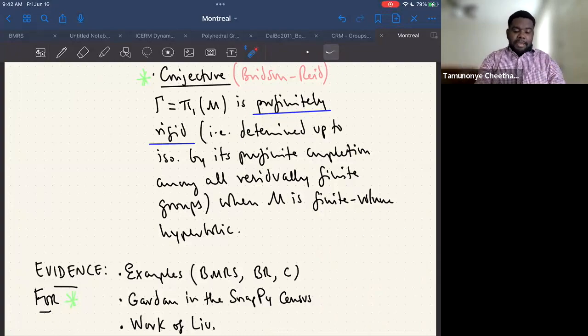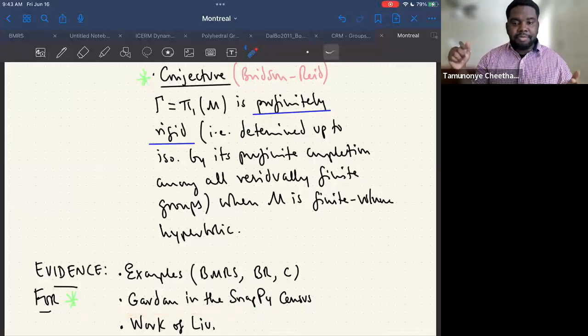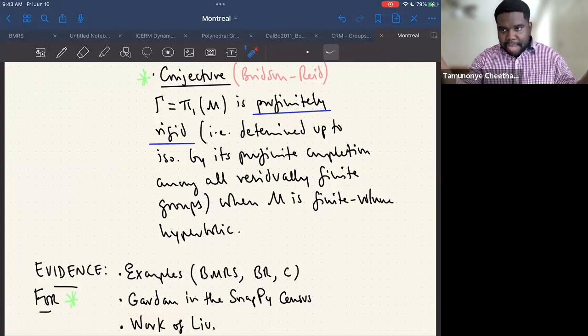All right. The second evidence I want for this conjecture, at least you can think of a subcase where I replace among all residually finite groups with all three manifold groups. The strong evidence for this conjecture is Giles Gardam went into the SnapPy census and compared everything in the SnapPy census against other things in the finite census, and was able to distinguish all of them by finite quotients. And the SnapPy census, that's a lot of manifolds. That's a lot of manifolds. And the third very strong evidence is in the work of Liu.